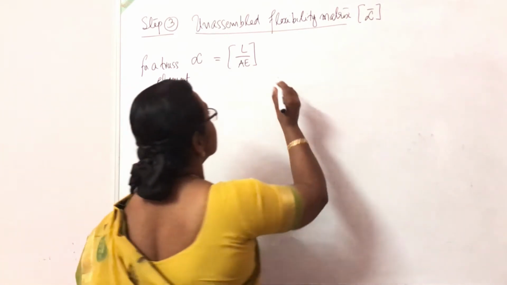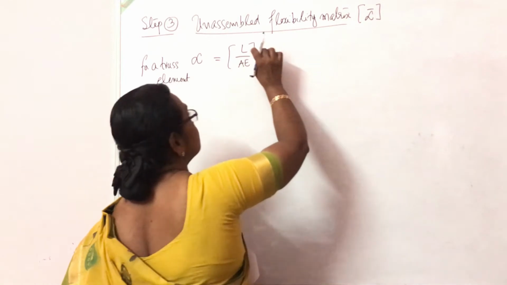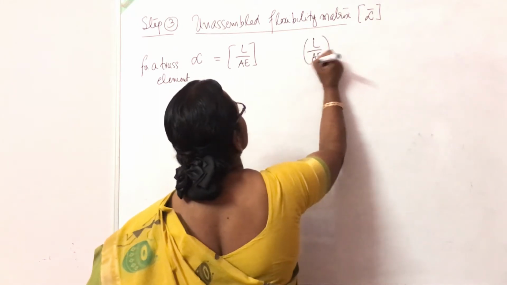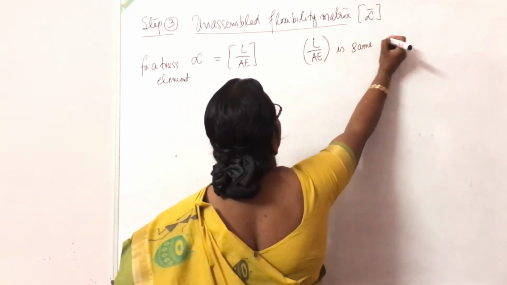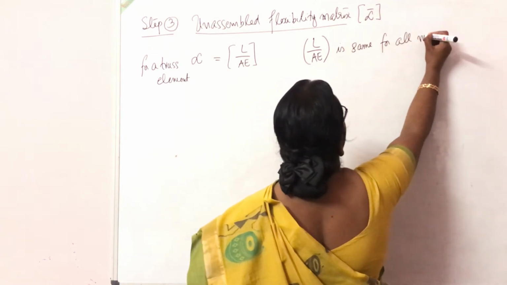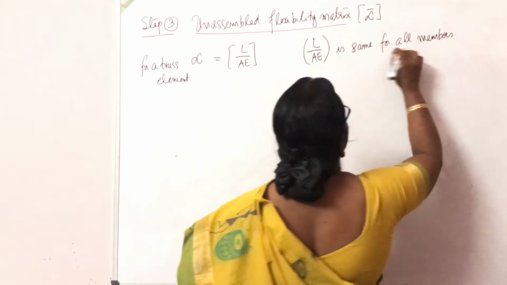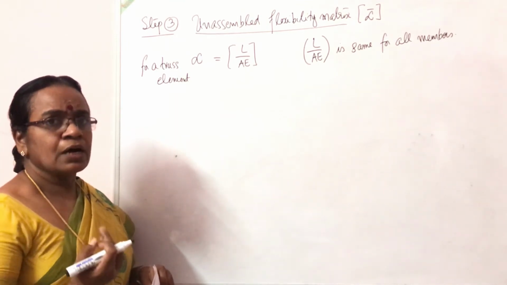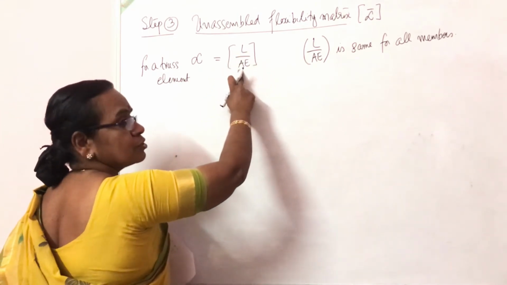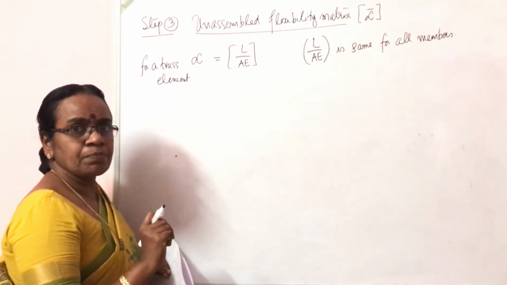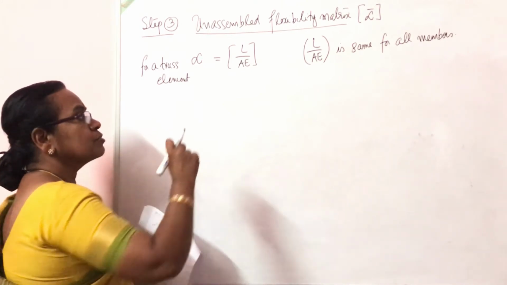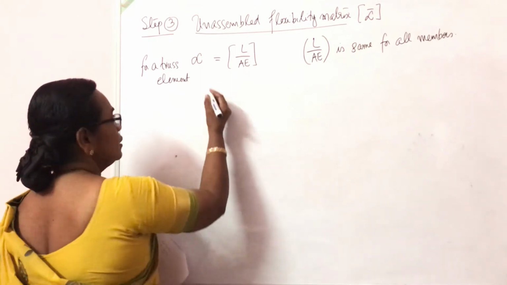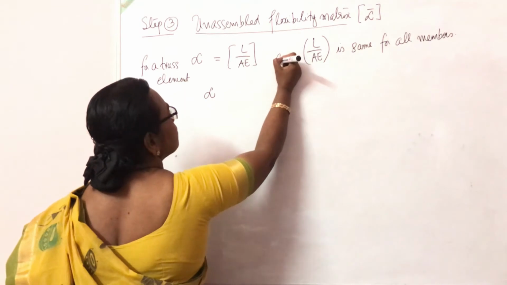In the question, nothing is mentioned. So if nothing is mentioned, we can take L by AE. We can assume L by AE is the same for all members. Let us use this condition here because I have the answer with me. Otherwise, we have to substitute the length for each member and area of cross section of each member; modulus of elasticity will be the same, as a truss will be made up of the same material. So substitute L and A for each member and arrive at the element flexibility matrix for each member. In this case, I am assuming like this.